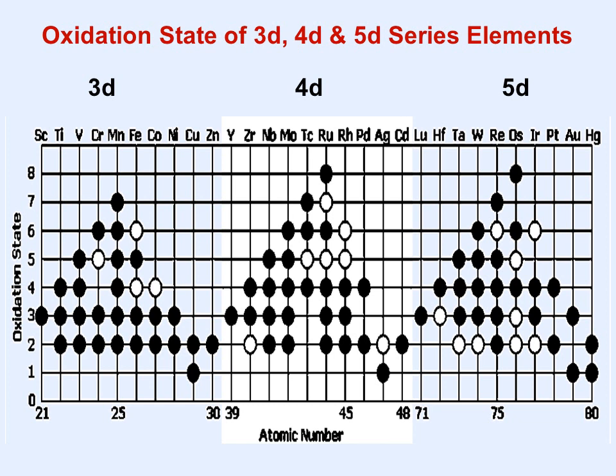In the 3d series, that is the first transition series, there are variable oxidation states of the respective metals. The black bubbles show the stable oxidation state, while the white bubbles show a comparatively less stable oxidation state of the respective metal. For example, scandium: the most stable oxidation state of scandium is 3+, while titanium may exist as a di-positive, tri-positive or tetra-positive cation.